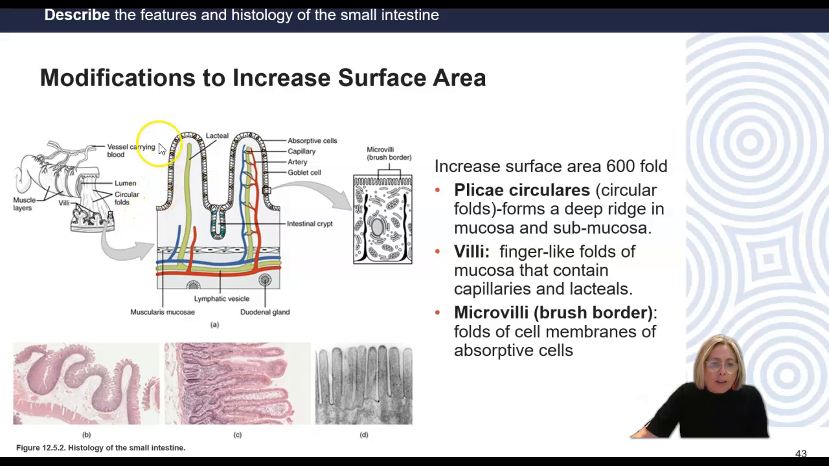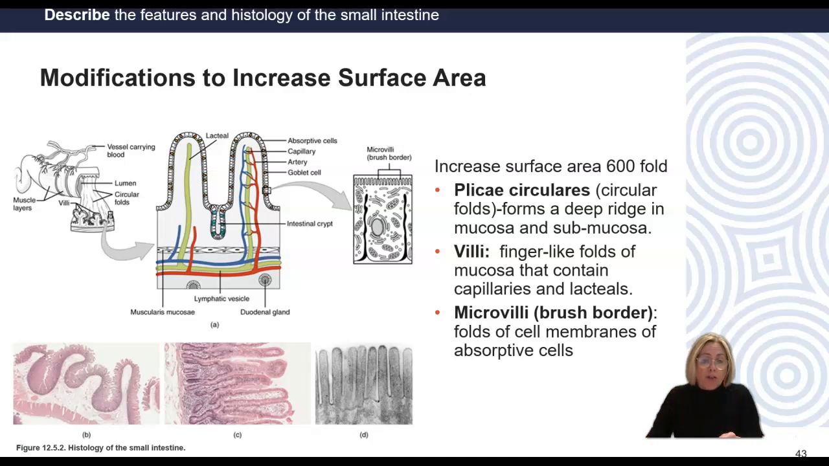These epithelial cells lining the mucosal layer are modified into finger-like folds or extensions of the mucosa that contain that green little lacteal of the lymphatic system, and also blood capillaries as well. That's going to increase the surface area drastically for absorption.